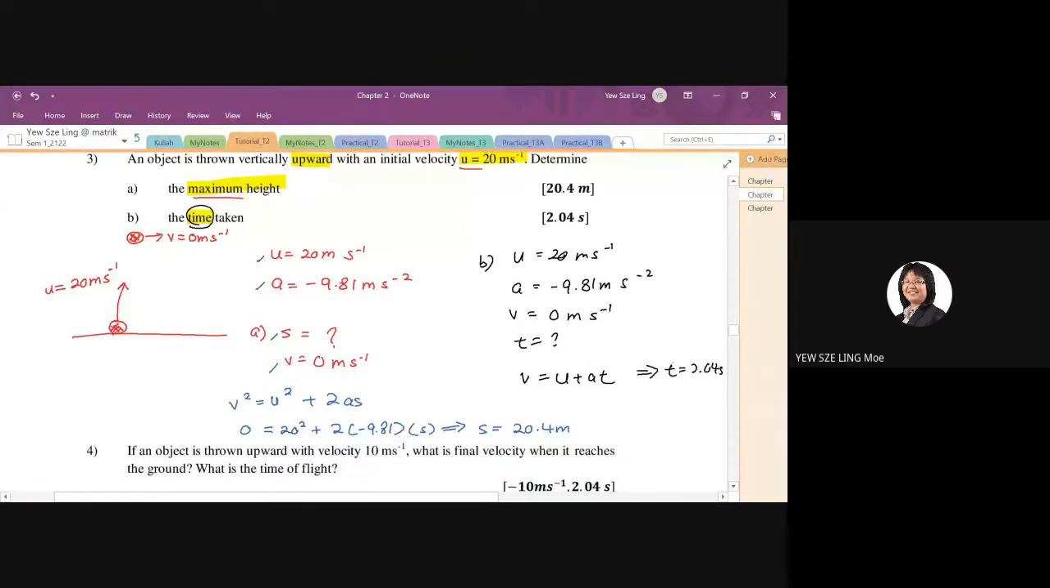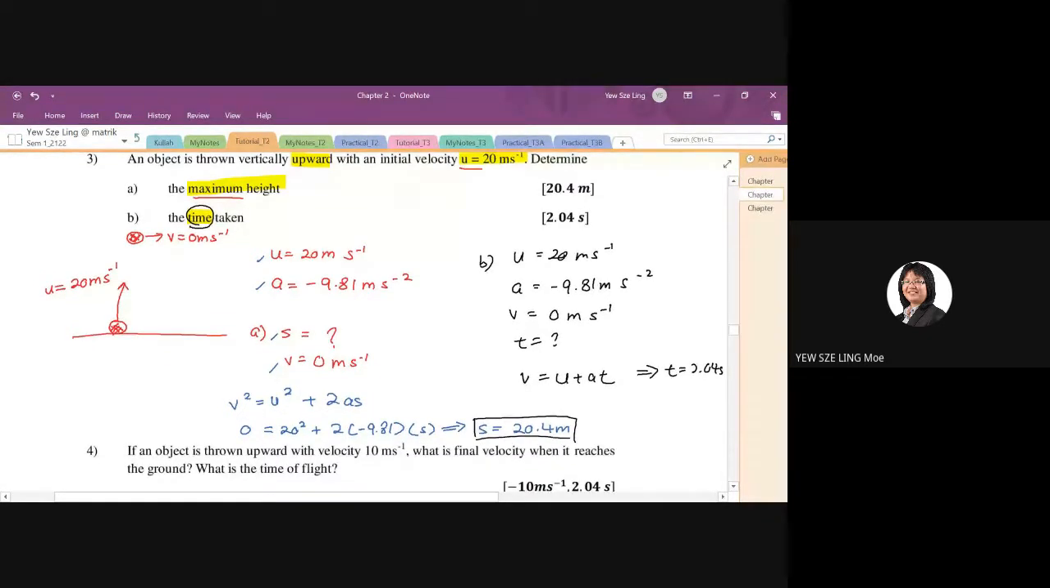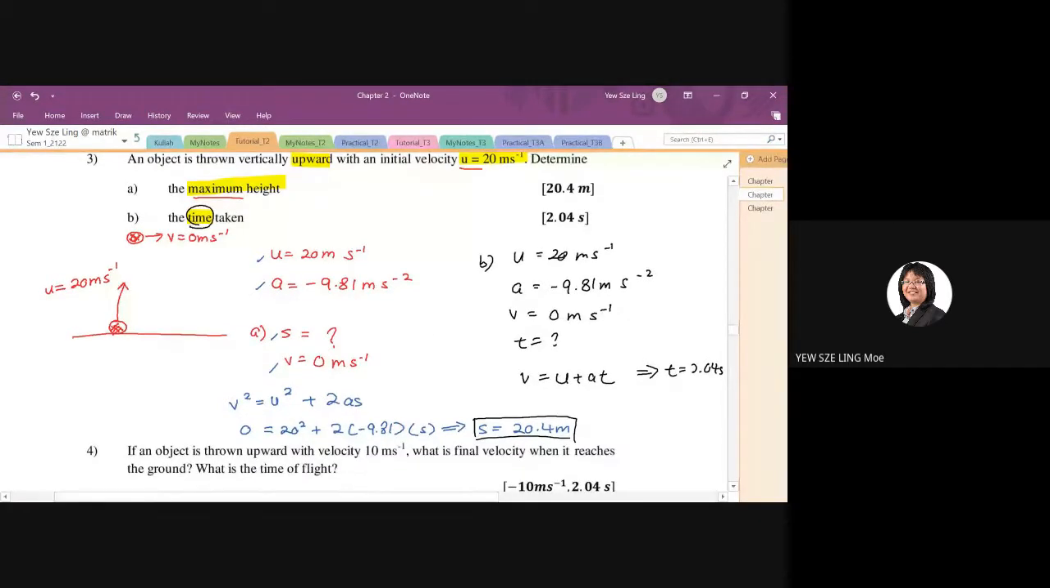So this is how you solve the questions. Try to read the question and then sketch a diagram so that you see what is going on. From the diagram, you can tell whether the answer is correct or not. For instance, if you got a negative value for s in your calculation, but the diagram shows that maximum height happens above the original position, then it means something is wrong with your answer. So you can cross-check the answer against the diagram.